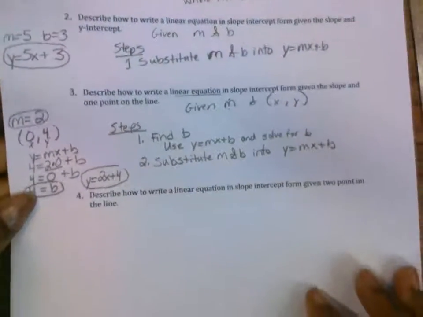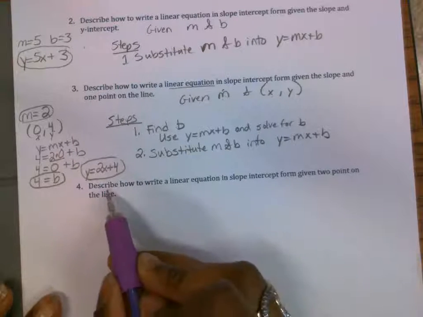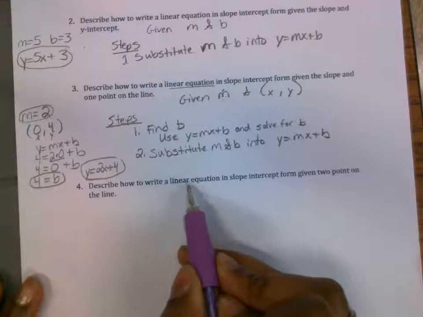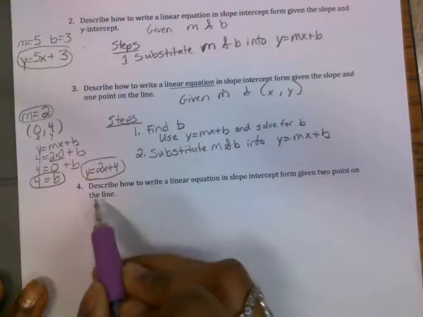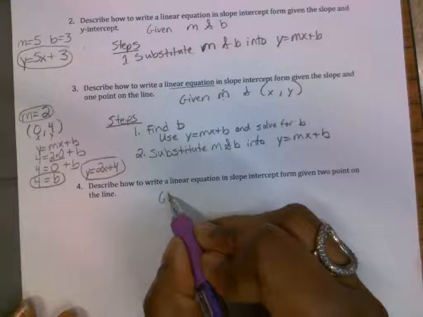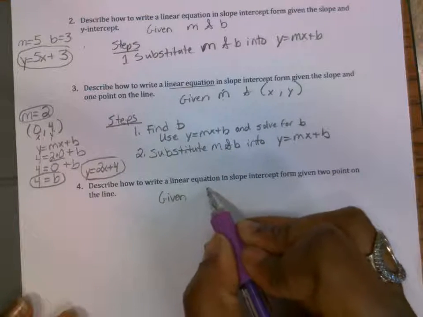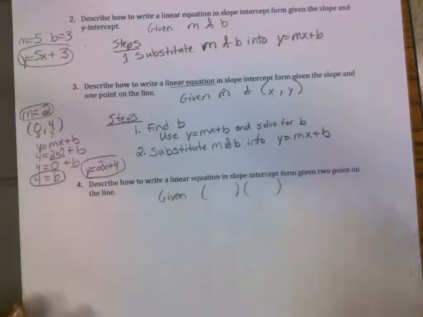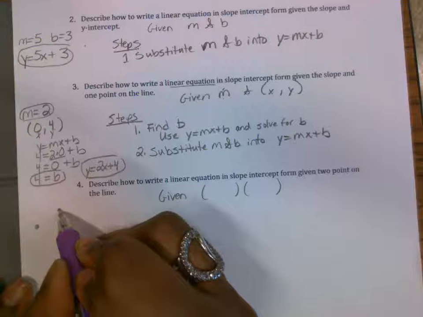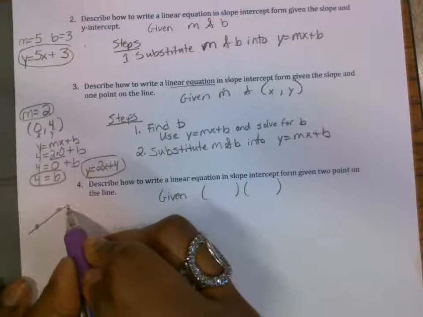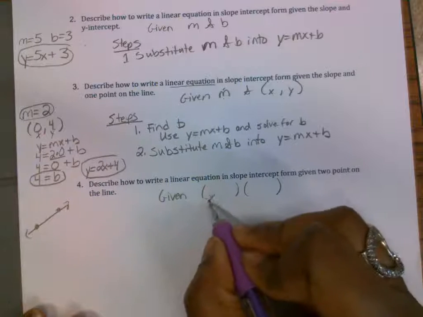The last one here. Well, I said I was going to do the other two. Describe how to write a linear equation in slope-intercept form given 2 points on the line. So this time, you are not given m or b. All you are given is 2 points. And remember this diagram on the side, any 2 points that you're given, when you connect them, they're going to form a straight line. Okay? So you're given 2 points.